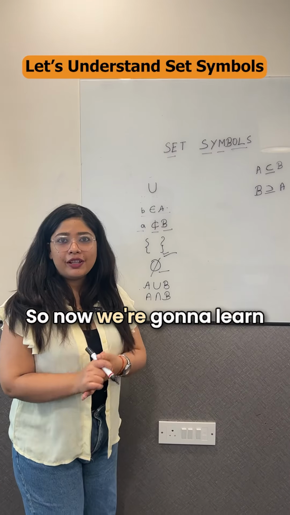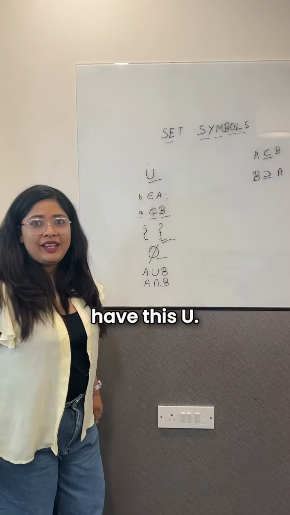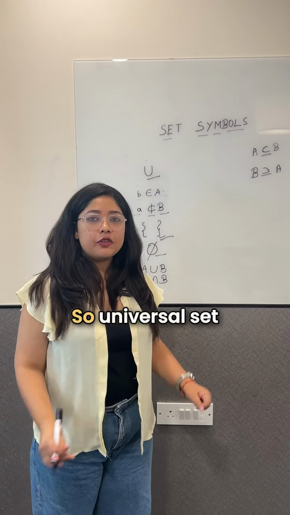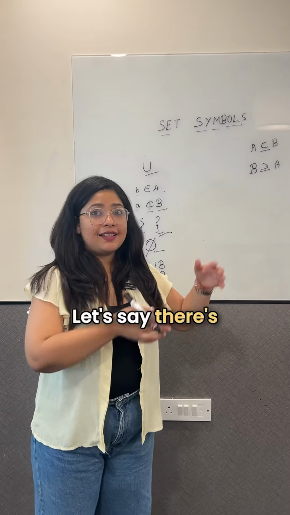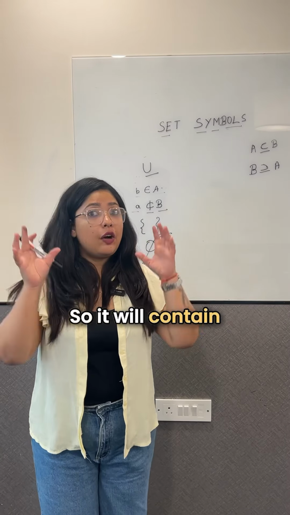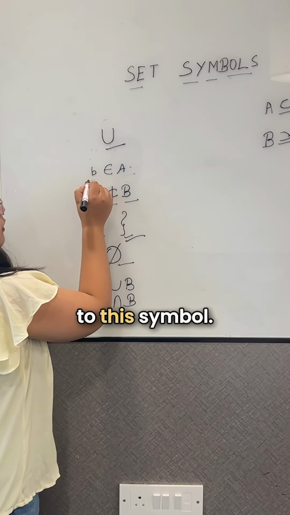So now we're gonna learn about some set symbols. So the first we have this U. So this is nothing but the universal set. The universal set contains all the elements of other sets. Let's say there's a set A and a set B, so it will contain all the elements of both set A and B.